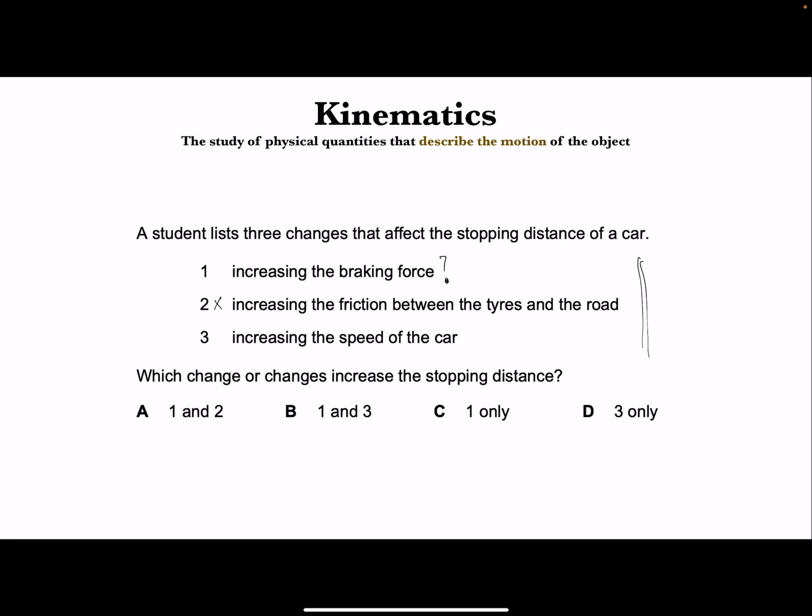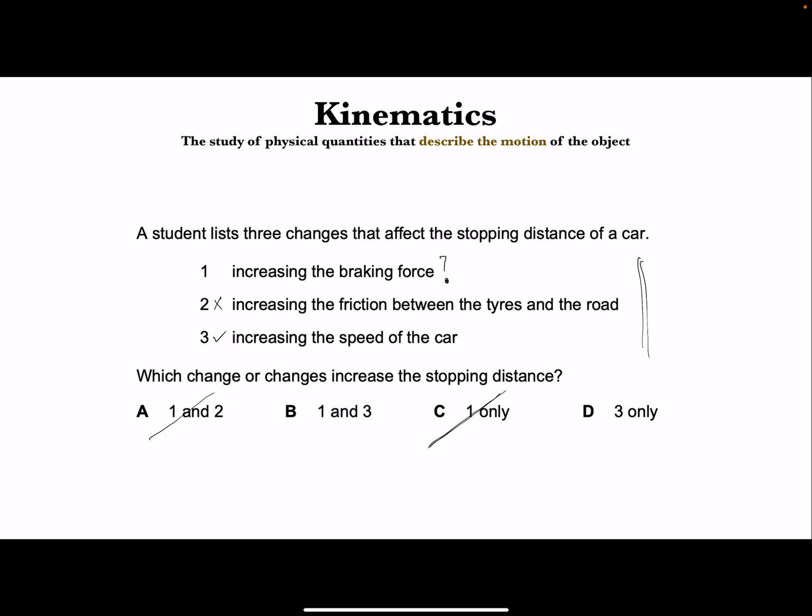What about increasing the speed of the car? Well, if I increase the speed of the car, I'm going to be covering more distance. I need more time to stop, and if I need more time to stop, I travel more distance. So 3 is correct. At this point, we know that 2 is not the right choice, so we can get rid of the answer choices that have 2. And the other thing that we know is that 3 has to be an answer, so I can get rid of option C.